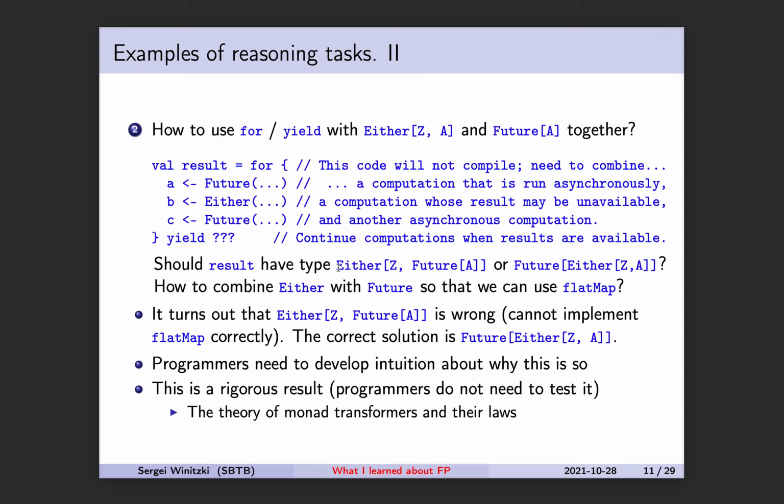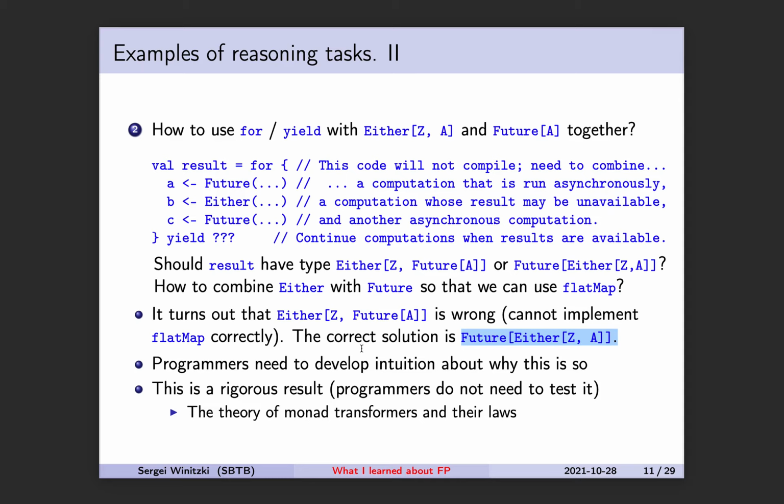So should it be a combination of either and future of this kind, either of z future a, or should it be future of either za? So you're trying to combine either with future so that you can use flat map on that result. It turns out that this is wrong and this is right. Again, this is a rigorous result. This is not an opinion. This is not because of somebody's experience. This can be derived. This can be proved.